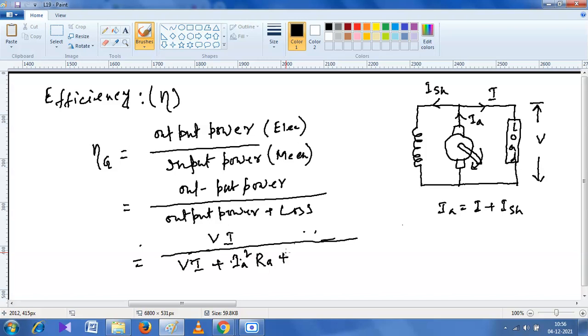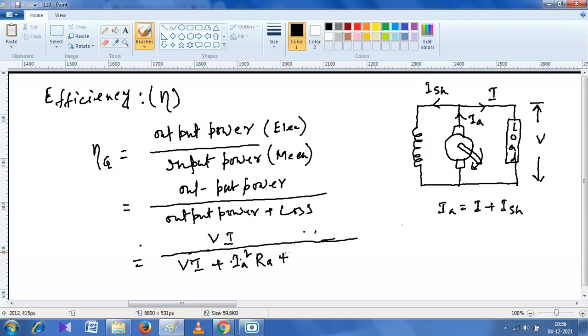Then tell me whether core loss depends or not. Basically, core loss does not depend on armature current. It depends on the voltage, how much voltage is generated. Though the supply voltage or generated voltage is more or less constant, we can write the core loss as a constant loss.